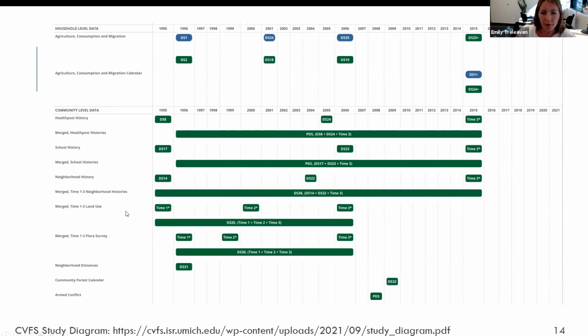All of our area level files are restricted use because they include GIS coordinates. So interested users need to apply for permission to access them through ICPSR. And there are instructions for how to do this on both the CVFS website and the ICPSR website.